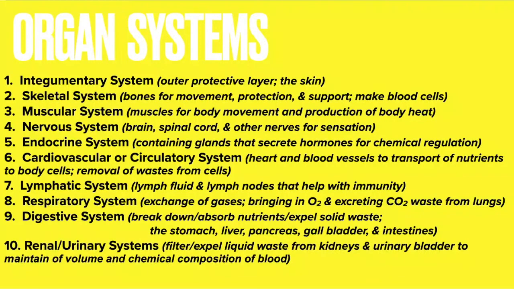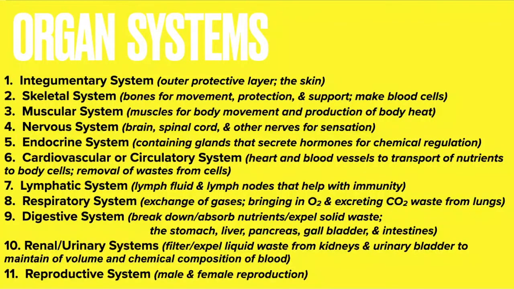Then we have the renal or urinary systems. Renal means kidney. So the kidney is going to filter the waste from the blood and then pass it from your ureters to your urinary bladder, then out your urethra. And this is primarily going to help maintain chemical composition of the blood to get rid of a lot of the extra salts and sugars and water.